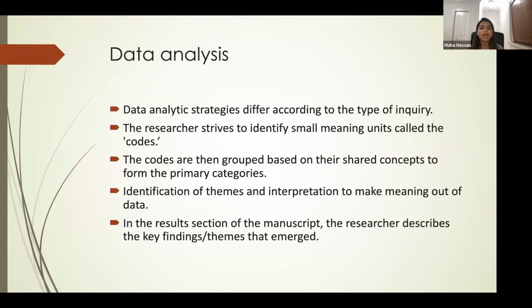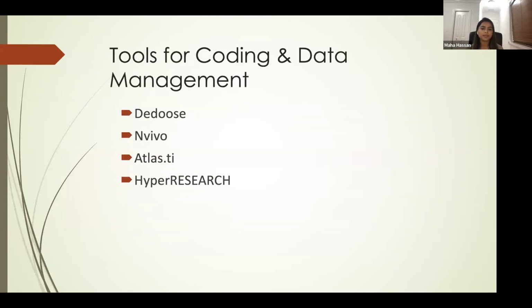Those are codes. And then once you have the themes, once you have the codes, that helps narrow down, that basically guides you towards the results section. And you have to document every step, whatever you're doing, the way you identify the codes, the themes that you identified. You have to document everything for the paper. The last bullet here says, in the results section of the manuscript, the researcher describes the key findings and themes that emerged from the interviews.